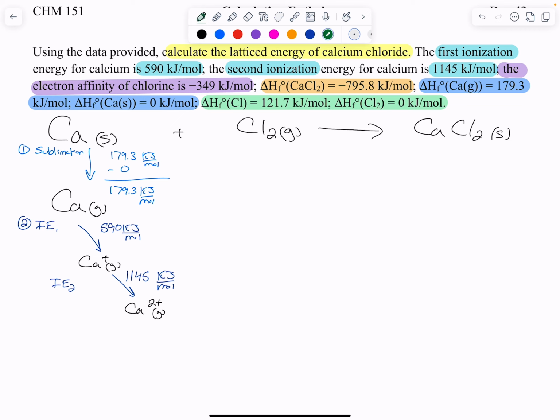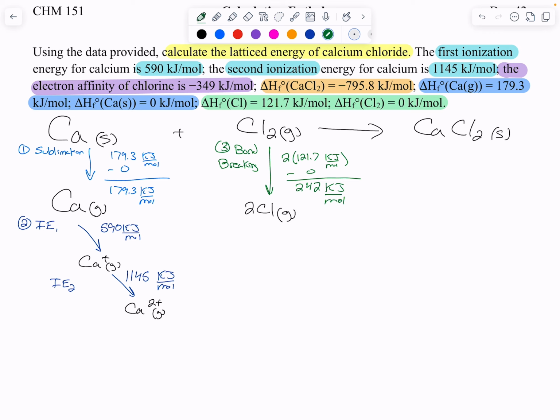Step 3, we'll do the bond breaking. And so we'll go to 2Cl gas. And what is that? In green here, for Cl, I have 2 times 121.7 kilojoules per mole minus 0. So that's 242, actually 244 kilojoules per mole. I can do math. And now we have two Cl gases, what's the next step?